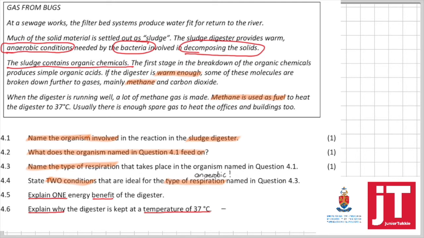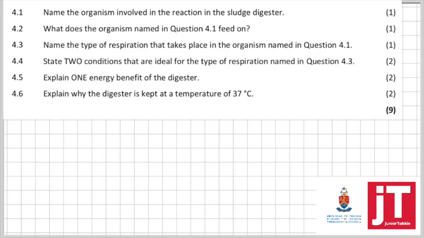So when we talk about explain why the digester is kept at a temperature of 37 degrees Celsius, 37 is the optimal temperature. And the why is because that optimal temperature allows the bacteria to function optimally in their breaking down of those organic chemicals to produce methane gas. Right, great stuff. Let's just write down our answers.